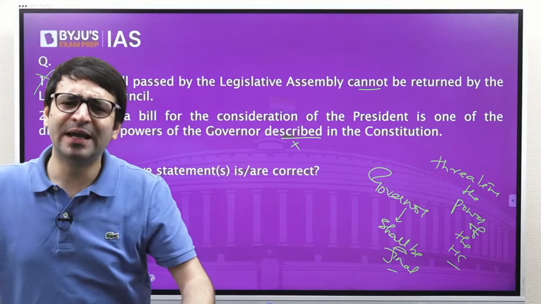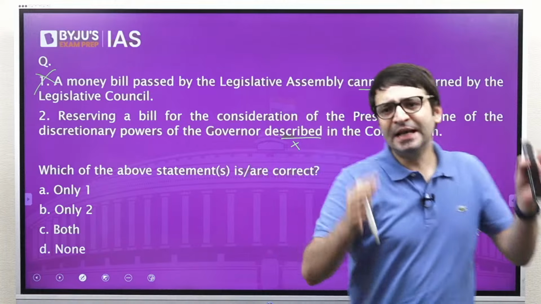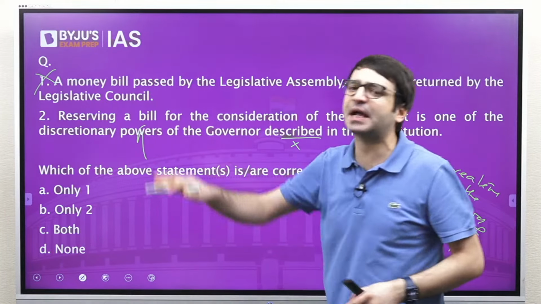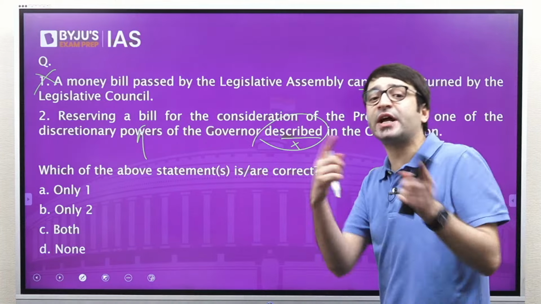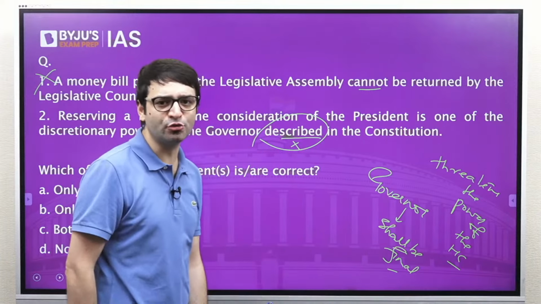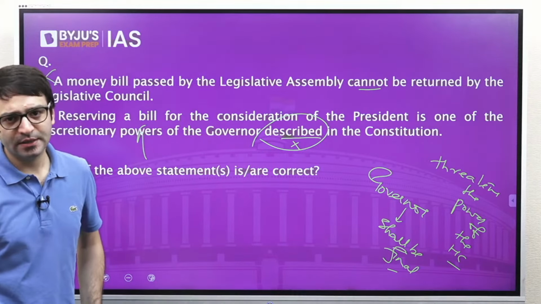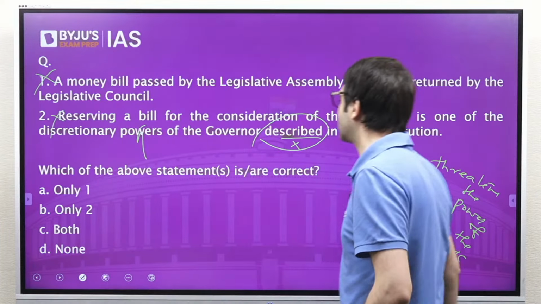Beyond that, the governor can reserve any bill for the consideration of the President. And this is the discretionary power of the governor. But the only mistake here is that it says this discretionary power is described in the Constitution. The Constitution does not describe these discretionary powers. So that makes the statement incorrect as well.